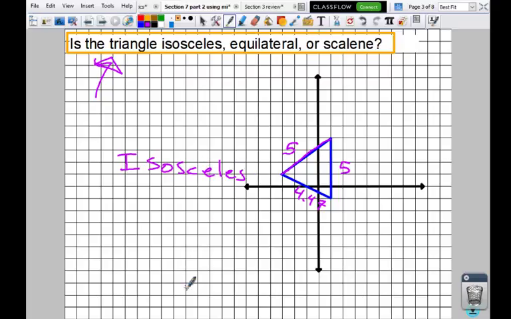How much do you guys like typing in all that stuff in the formula? It's fun. Terrible. Yeah, fun.